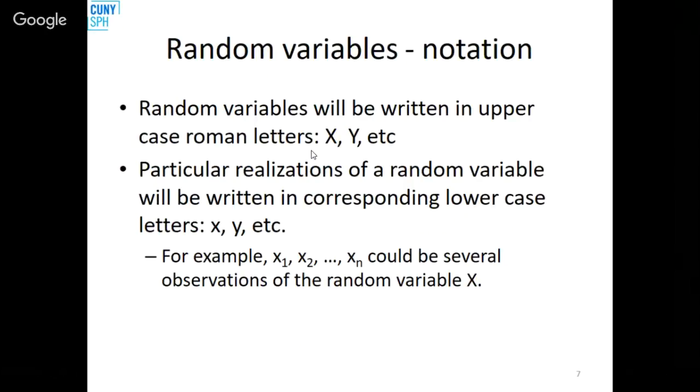Some notation to try to keep things clear. I will write random variables in uppercase Roman letters and particular realizations of the random variable in the corresponding lowercase Roman letters. So for a random variable X, like the number of cases of diabetes in New York City in a year, lowercase x1, x2. These could be the cases in certain given years, the actual realization or observation of the random variable.